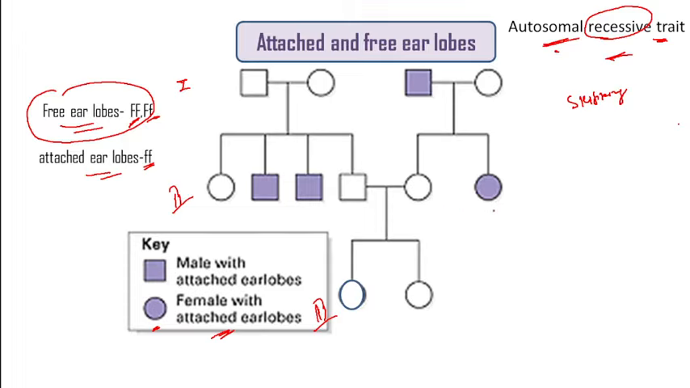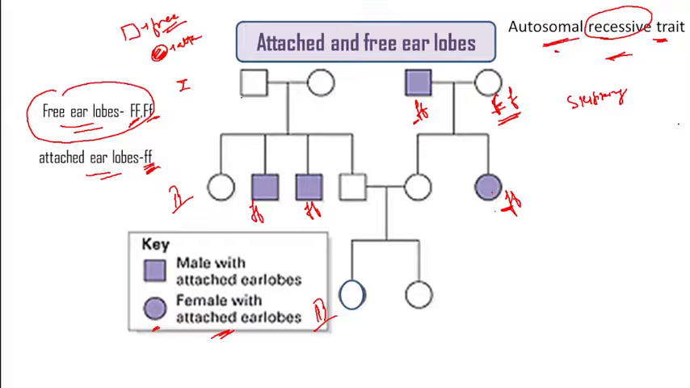So let's first write this particular genotype. Here it's small f, small f. This individual would have inherited one small f from here and one from here. That means the other possibility here of the allele is capital F, because only in this condition the person has free earlobes. You have to remember, blank shows free earlobes, shaded shows attached earlobes.